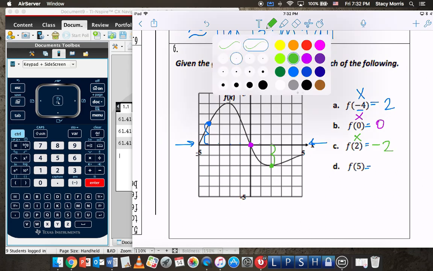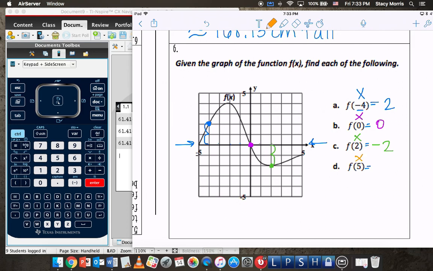And then the last one, D, wants to know when x is 5, what is y? So I go to where x is 5: 1, 2, 3, 4, 5. Go down to the actual graph right there. That would be -1 because we went down 1 on the y. So you should be able to identify each of those as a coordinate. A is (-4, 2). B is (0, 0). C is at (2, -2). And D is at (5, -1).